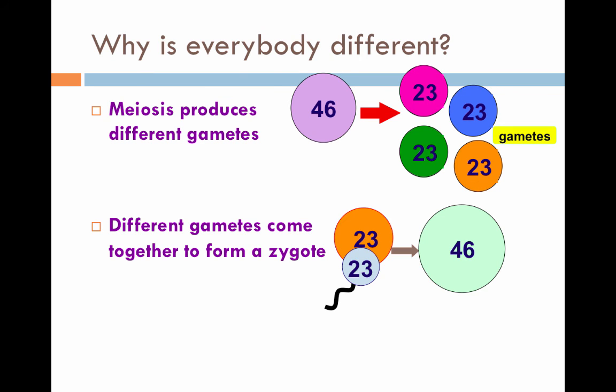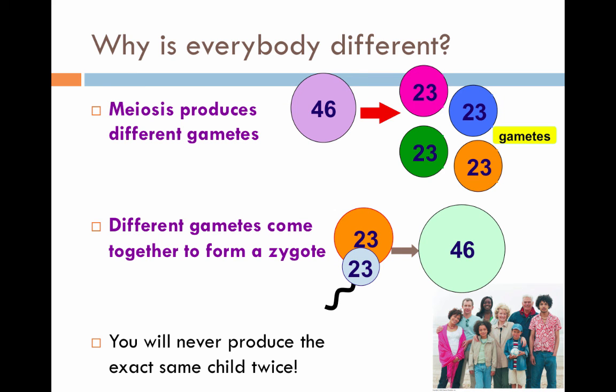Different gametes come together to form different zygotes. So each zygote is different. This is why babies and adults are all different from each other. If two parents have 1,000 kids or even 1,000,000 kids, that's not possible, but let's pretend it is, they will never produce the exact same child twice because they'll never produce the exact same gametes and therefore the exact same zygote. That's all I have.